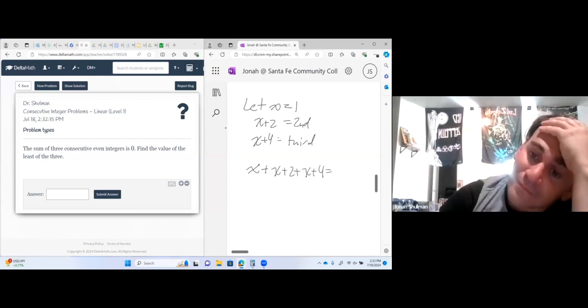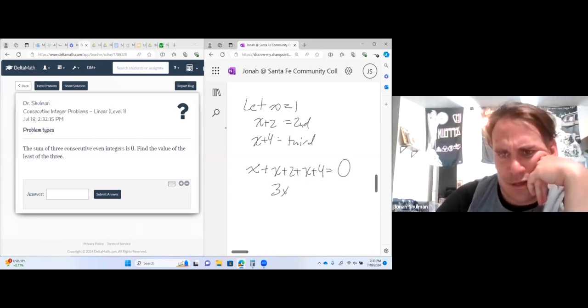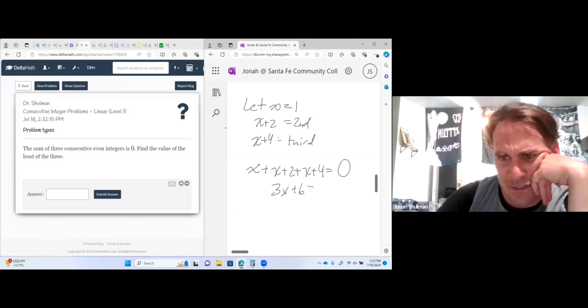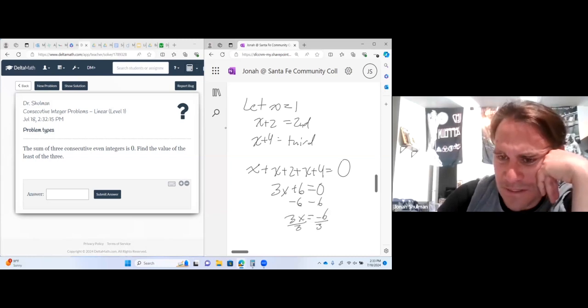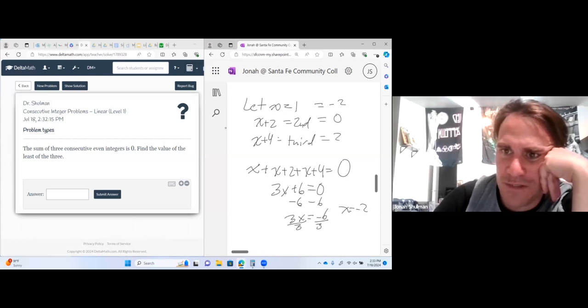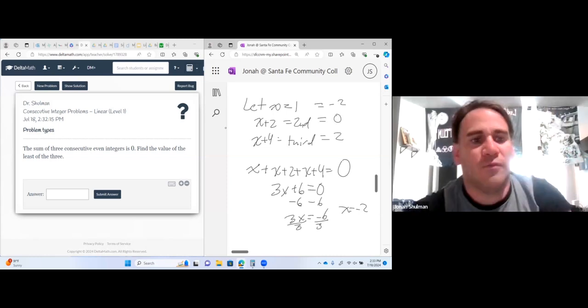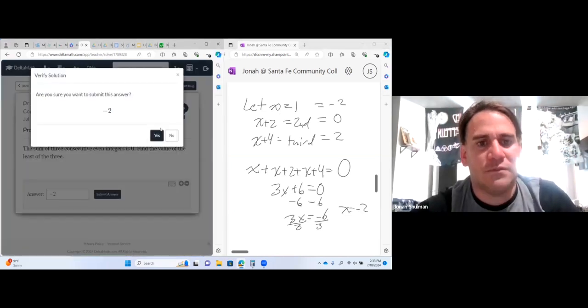Wild. All right. There's 3x plus 6 equals 0. We've got to minus 6 from both sides. So 3x equals negative 6. Divide by 3, divide by 3. And this is x equals negative 2. All right, so the first one has got to be negative 2. Negative 2 plus 2 is 0, and the third one's positive 2. Negative 2, 0, and 2. Yeah, there we go. Those are the three. They want to find the least of the three. Negative 2. Makes sense.